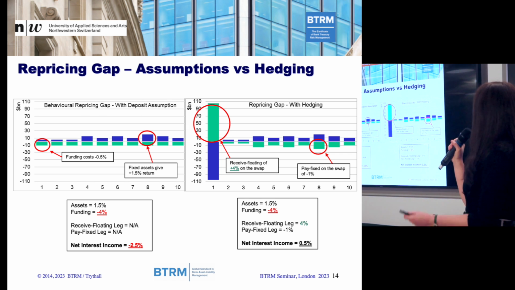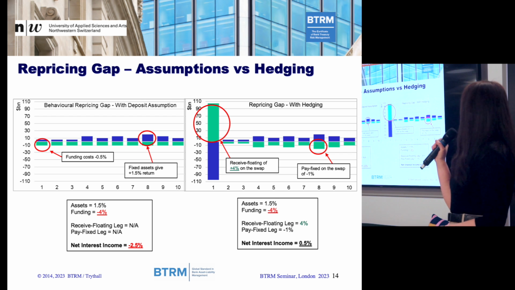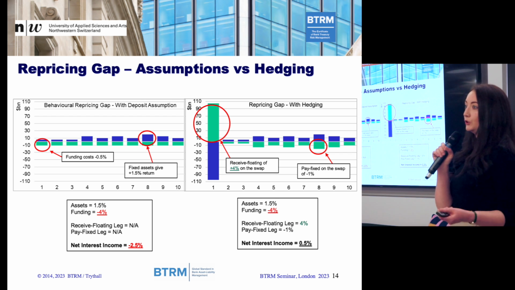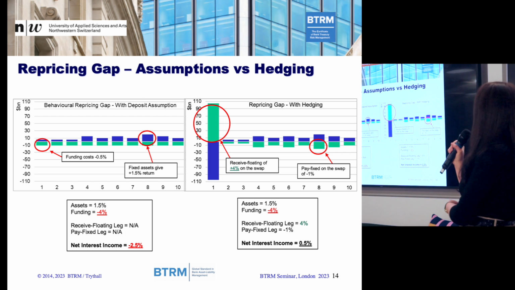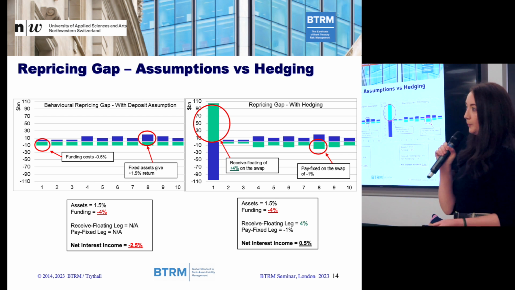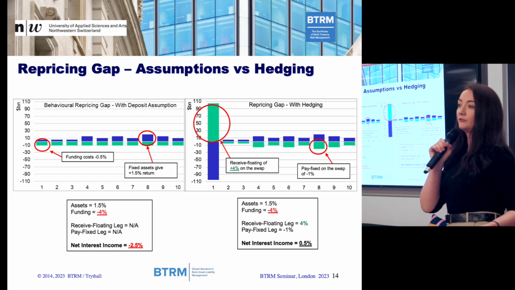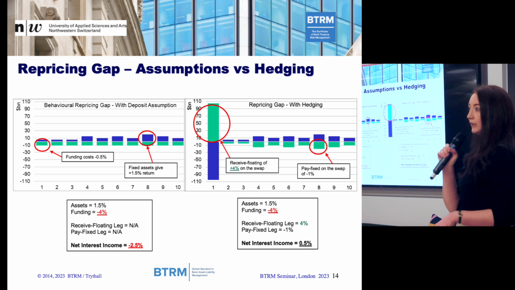And that's because even though the funding's more expensive and they're having to pay more for the funding, they're getting that received floating leg on the swap. Because the received floating leg on the swap is going up, that covers the additional cost of funding that they might have to get at the current market rate.